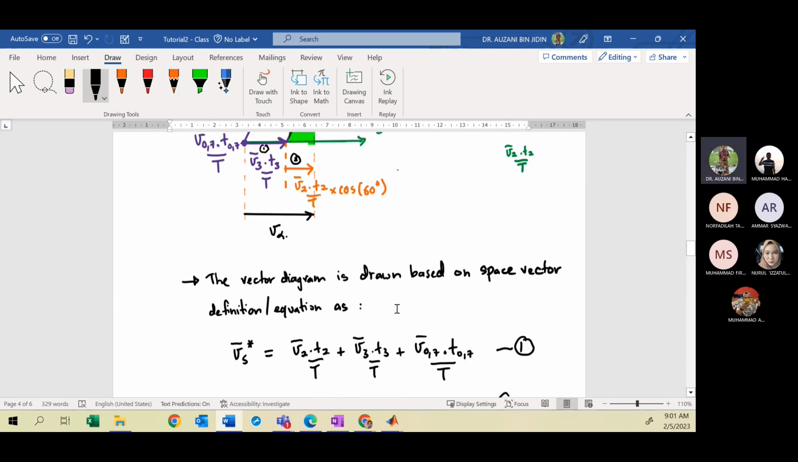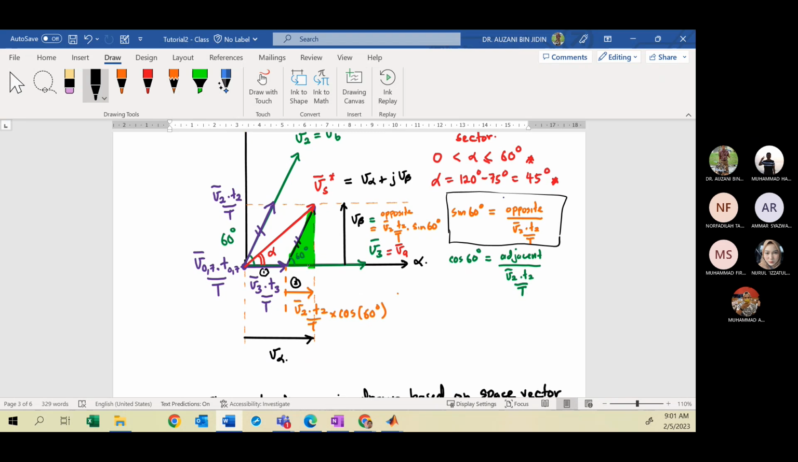Okay, refer to the diagram. Maybe I can redraw it for simplification. You have V alpha here, right? This is your V alpha and V beta to get the resultant vector, which is Vs, right? And the angle difference here is alpha, right?